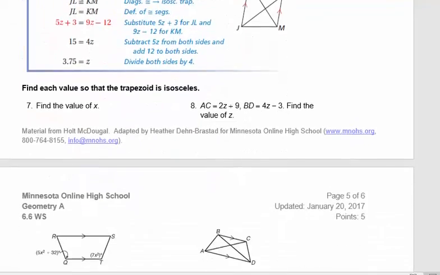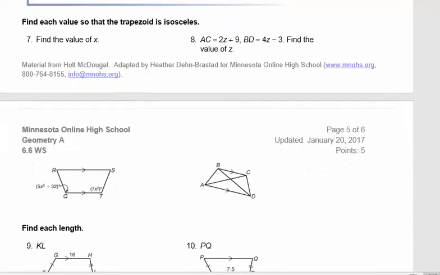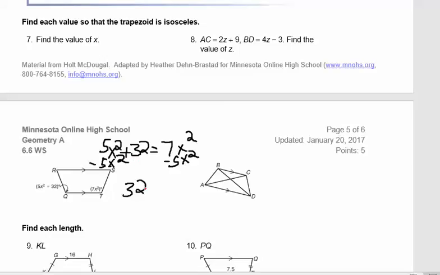There's some more problems. This says to find each value so that the trapezoid will be isosceles, so that you can use those theorems. In number 7, base angles will be equal. So 5x squared plus 32 will be equal to 7x squared. Now don't let the x squared make you think that this is going to be tricky, because there's no x term. So we're just going to go ahead. These are like terms, so I'll subtract 5x squared from both sides and get 2x squared.